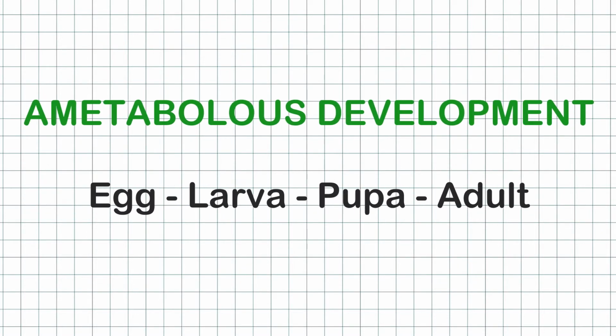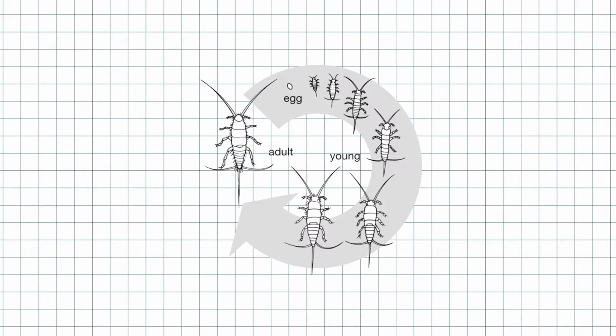Metabolous development. Their life cycle includes four stages: egg, larva, pupa, and adult. The larva differs greatly from the adult. It is wingless and its form and habits are suited for growth and development rather than reproduction. The change to the adult occurs during the inactive, non-feeding pupal stage.